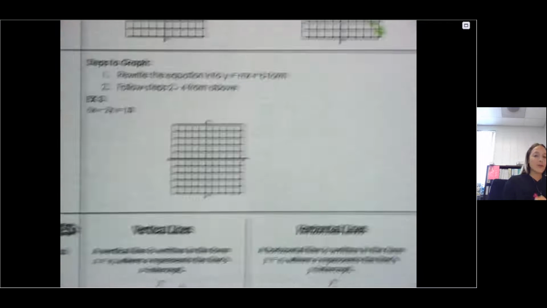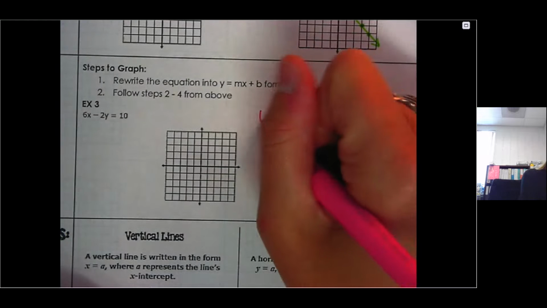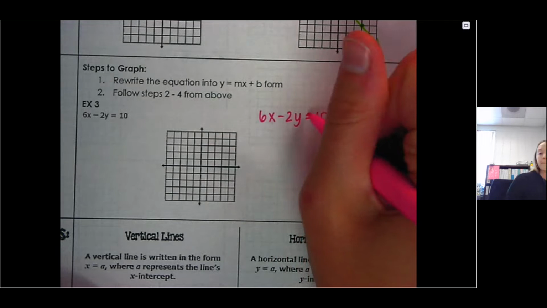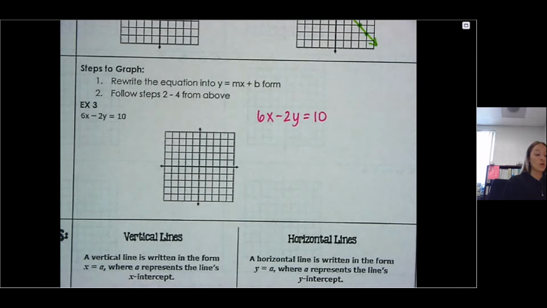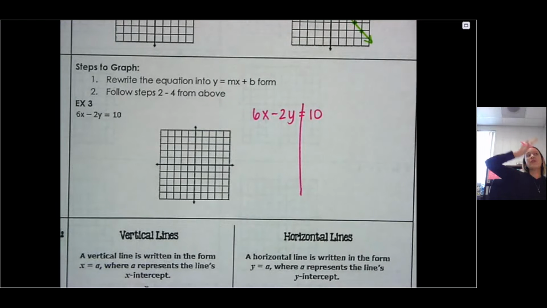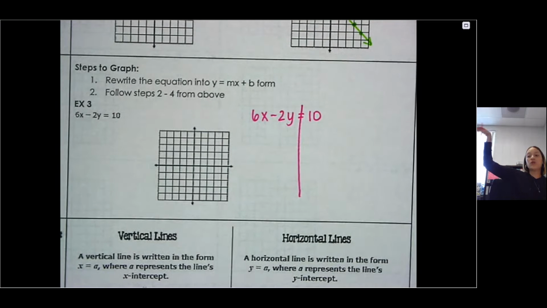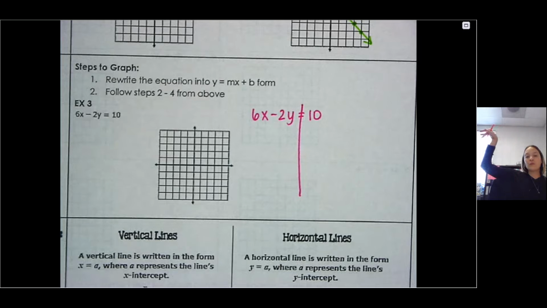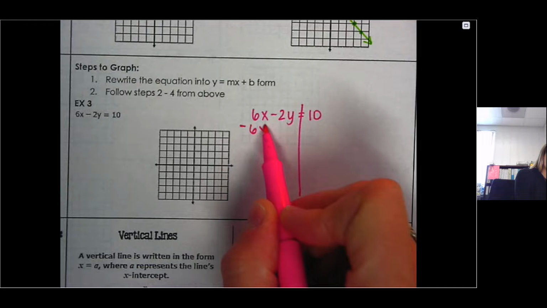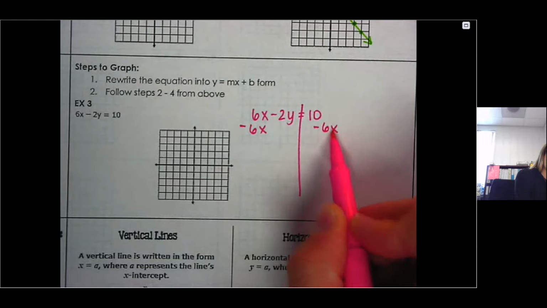So off to the side over here, I'm going to rewrite this equation. So I want to get, what? I'm trying to get the y by itself. I need to push everything else over to the other side. So what should I move over first? Minus 6x. Beautiful. Minus 6x, minus 6x.